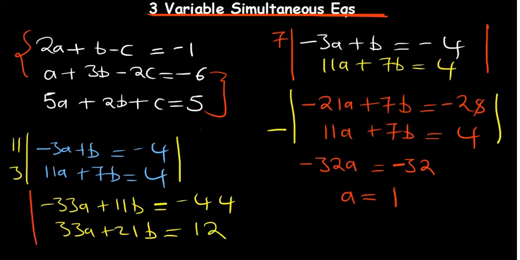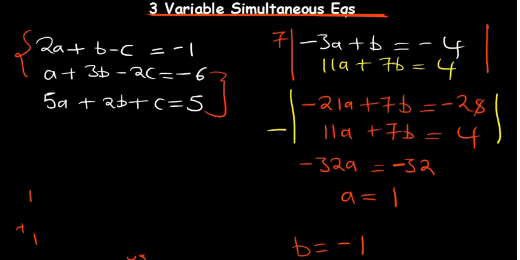So we can just add. Negative 33 plus 33 is 0, and then 11 plus 21 is 32b, and then negative 44 plus 12. You can think of it as though you're subtracting, but get the sign from the bigger number. So that's going to be like 32, but negative. So b becomes negative 1. So we found the values of a and b, and then we can now try to find the value of c.